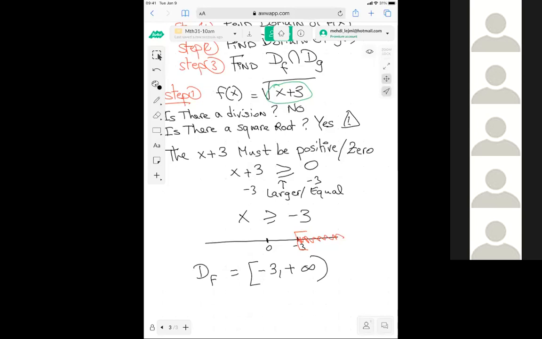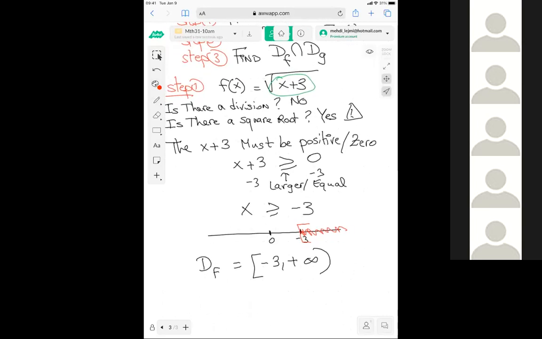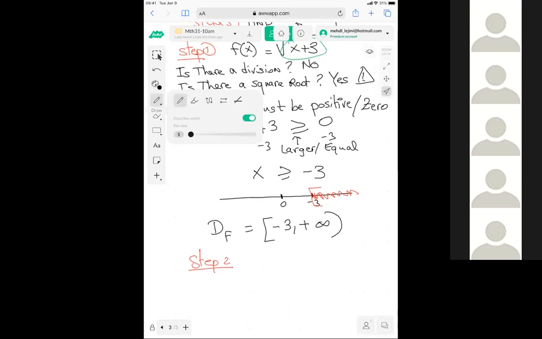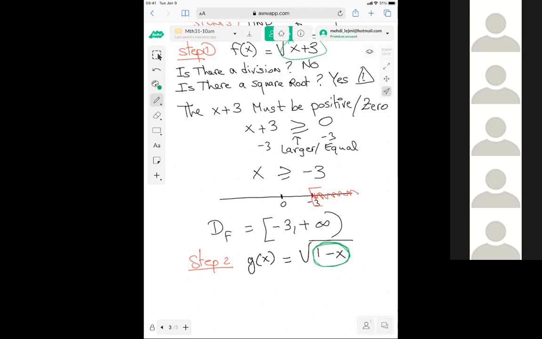All right, so now step number two, we need to find the domain of g. So g of x is the square root of one minus x, right? Here the same observation applies. There's no division, so that's good. Now the second thing we need to check is: is there any square root? Yes, we do have a square root. And the whole expression under the square root must be positive or zero. It cannot be negative. So the one minus x must be positive or zero.